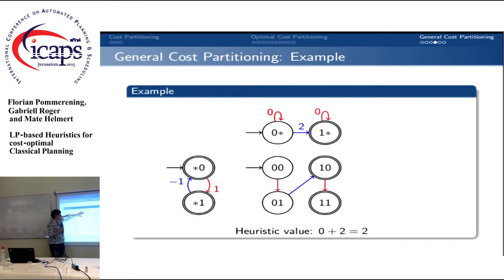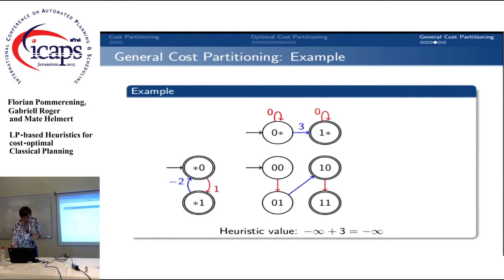But what happens in this other abstraction? Here we can use the cost we reduced here and assign the blue action a cost 2. And now we get a heuristic estimate of 2 from this abstraction. So for this initial state we get a heuristic value of 2, which is better than the one we got previously, which was the best we could get with non-negative operator cost partitioning. So this can be really, really beneficial.